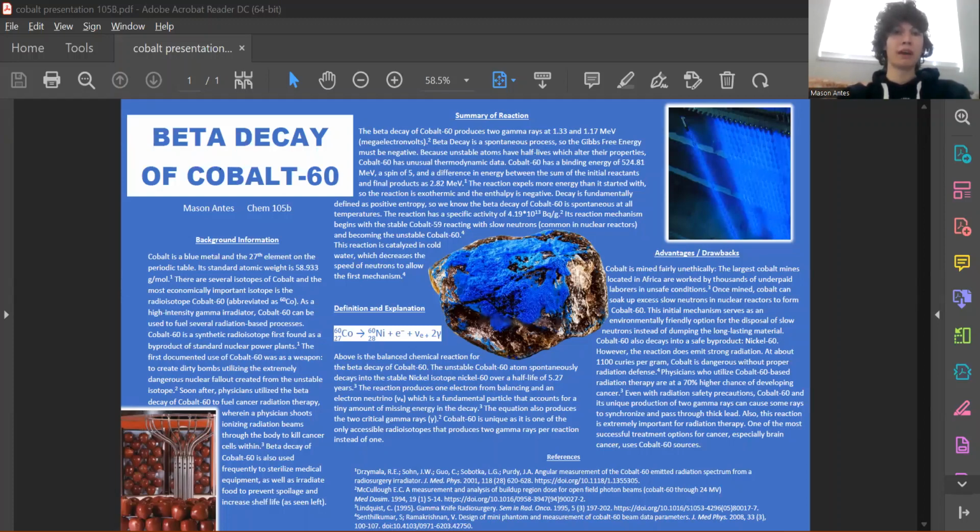Some drawbacks of this reaction, though: the material does emit a strong radiation. At about 1,100 curies per gram, cobalt-60 is dangerous when exposed to. In fact, even with the proper defenses, the material can be very hazardous. This is due to the two gamma rays being emitted, which can cause some rays to synchronize and pass through thick lead.